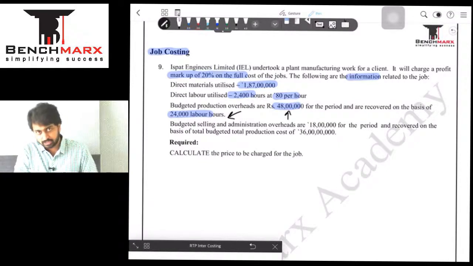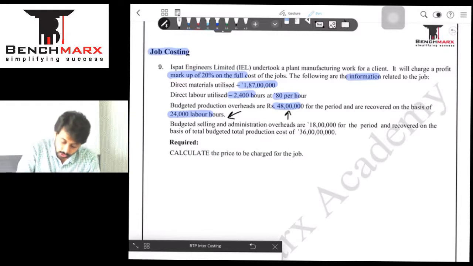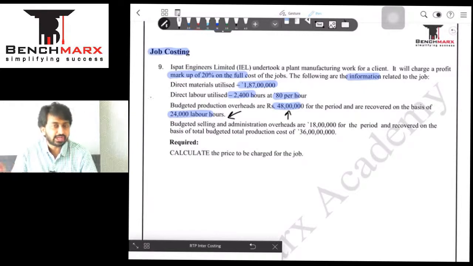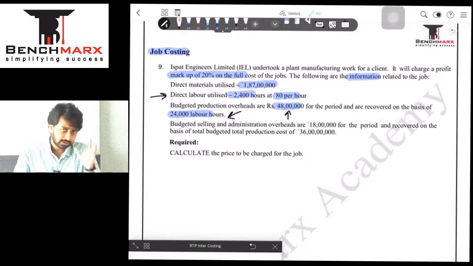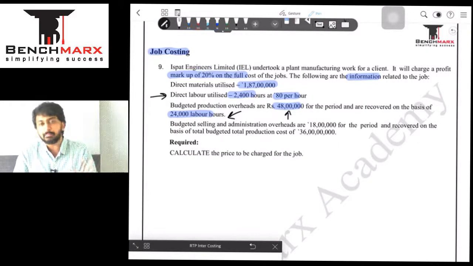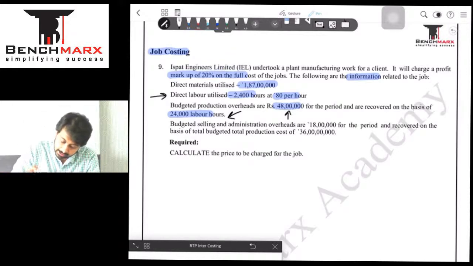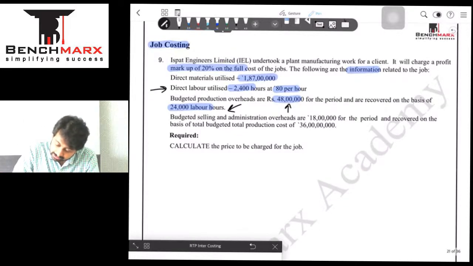Once I get the absorption rate, I should use the same rate on these many hours only, because I have discussed n number of times that the overheads will be absorbed for those labor hours only. Never will it happen that labor are having different hours and the absorption is happening for different hours. Okay, we will move ahead. The S&D overheads are 18 lakhs.